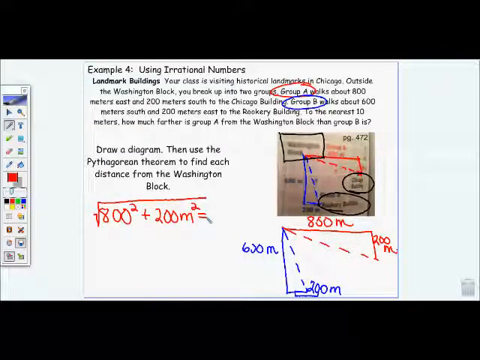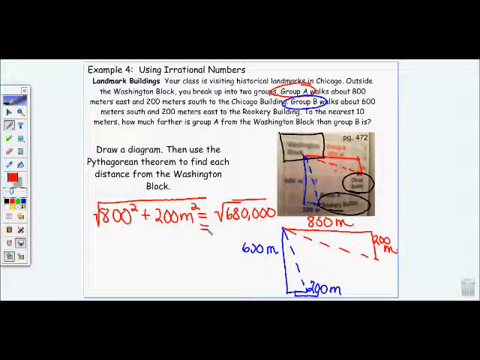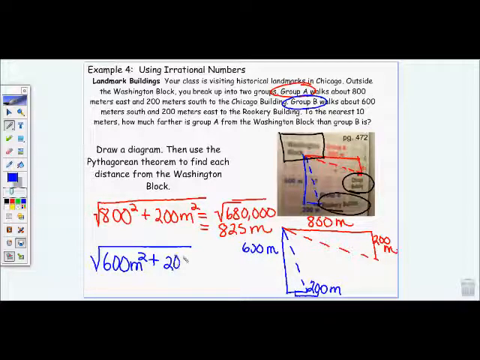The square root of both of those would be the square root of 680,000, which is also equal to 825 meters. Now we'll go ahead and we'll figure out using the triangle for the blue. So same process, square root of the 600 meters squared plus the distance traveled, the 200 meters squared. That's going to equal 400,000 meters. We want to find the square root of that, and that square root would be 632 meters.